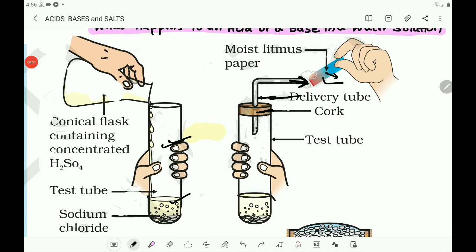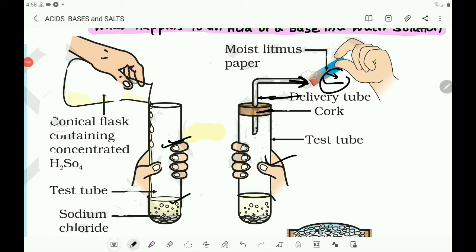So next you hold a wet blue litmus paper in HCl gas. We will see that the wet blue litmus paper turns red. So here what can you conclude? You can conclude that HCl gas does not behave as an acid in the absence of water, and it behaves as an acid in the presence of water. This shows that HCl gas shows acidic behavior in the presence of water.